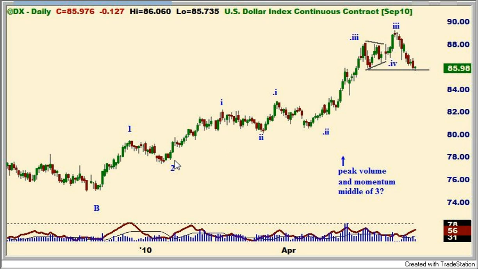So I've labeled this as a series of 1-2s, and the center point of a third wave coming in here. You can see the peak volume and peak momentum coming in on the rally into early May.